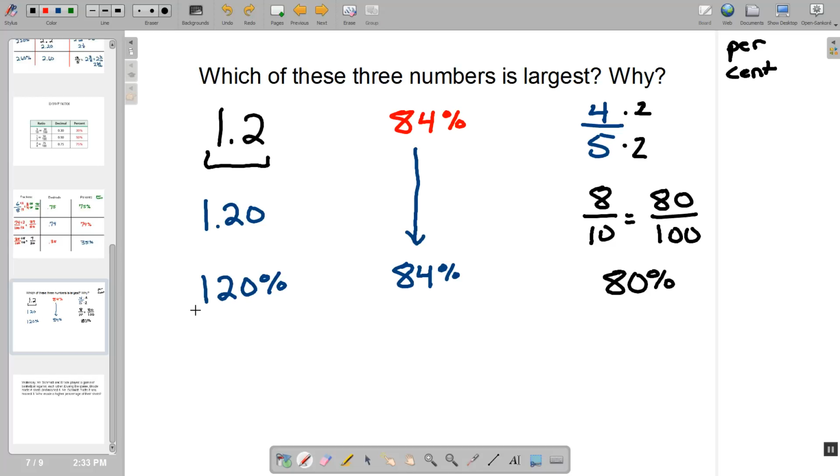So in order of greatest to smallest, they're actually written in that order right now. This is the largest number. This is the second largest number. And then this is the third one. So that's another type of problem.